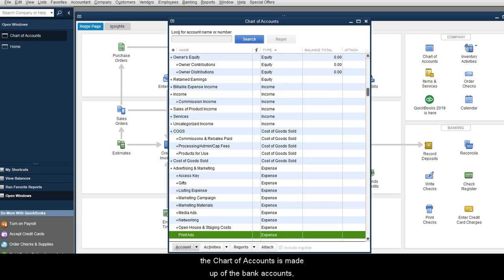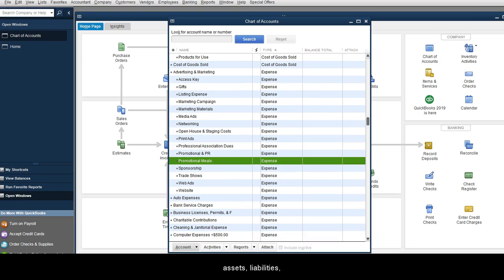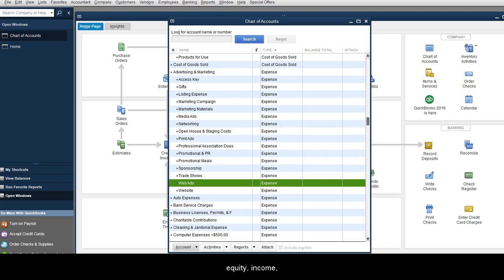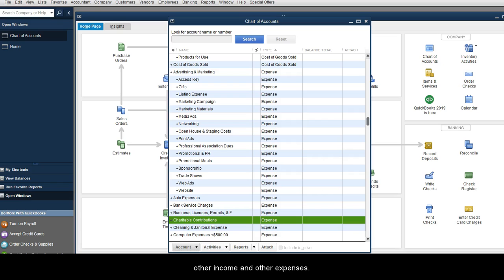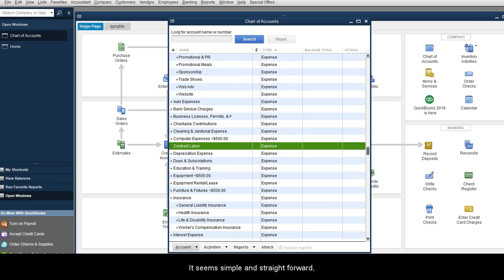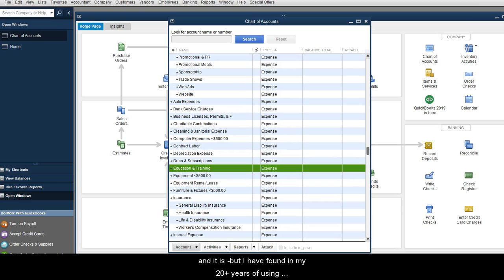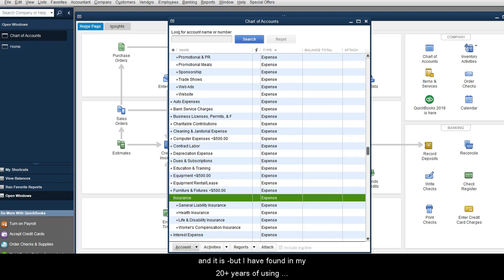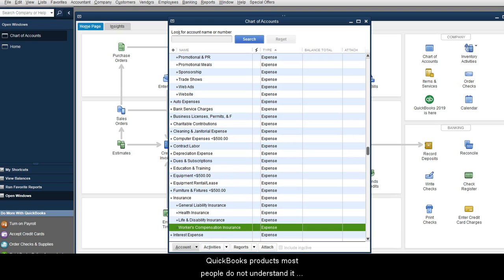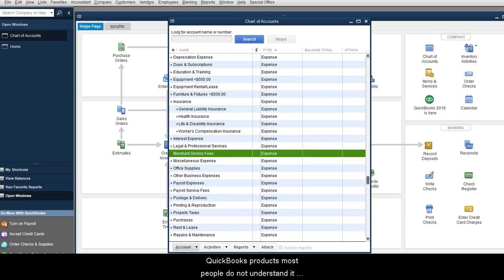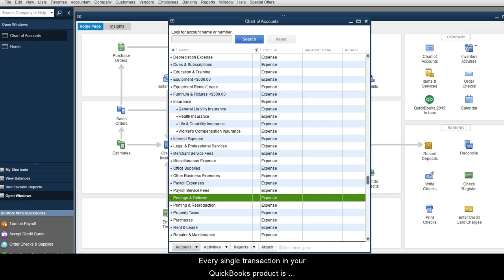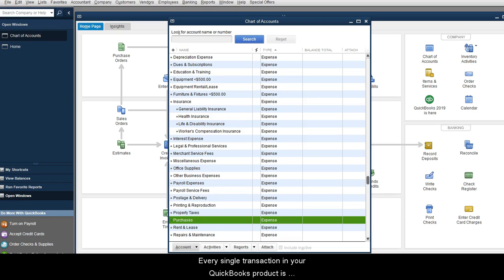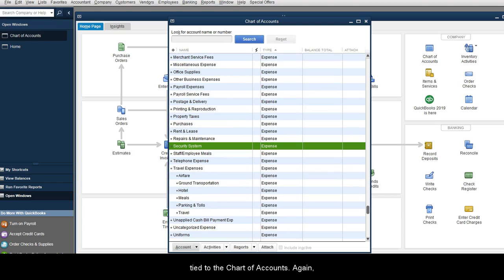Simply put, the chart of accounts is made up of the bank accounts, assets, liabilities, equity, income, cost of goods sold, expenses, other income, and other expenses. It is simple and straightforward, and it is, but I have found in my 20+ years of using QuickBooks products, most people do not understand it and/or it is not correctly set up from the start.